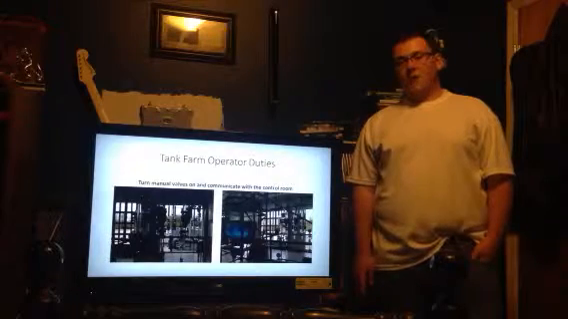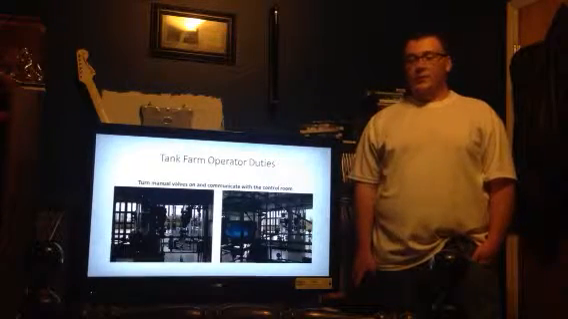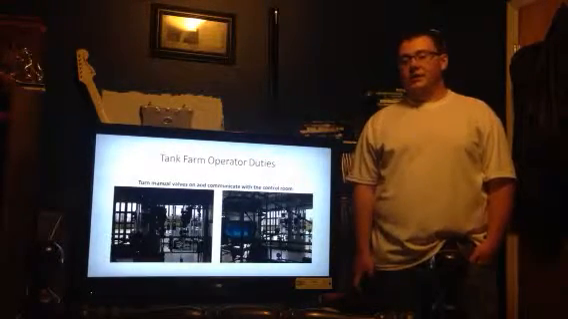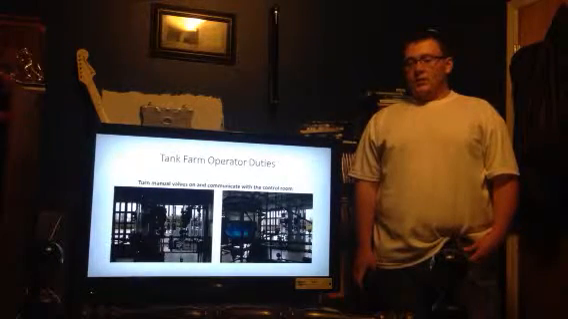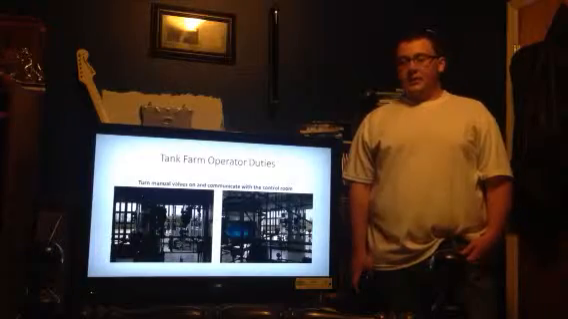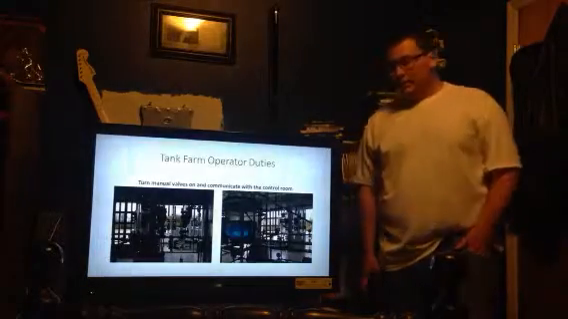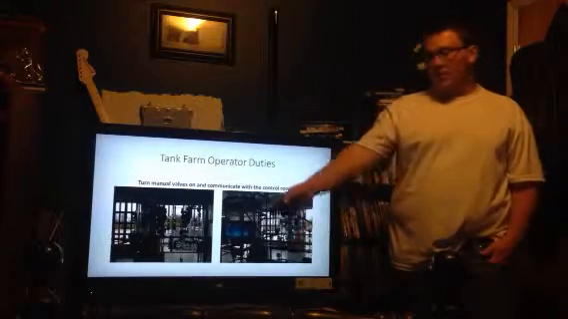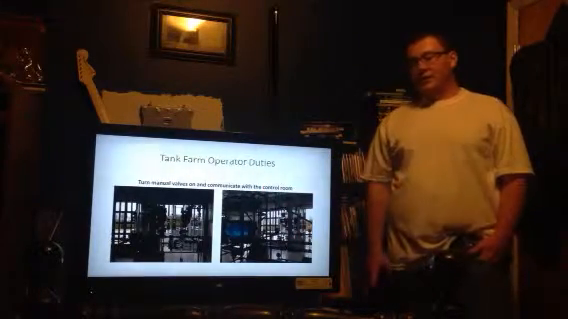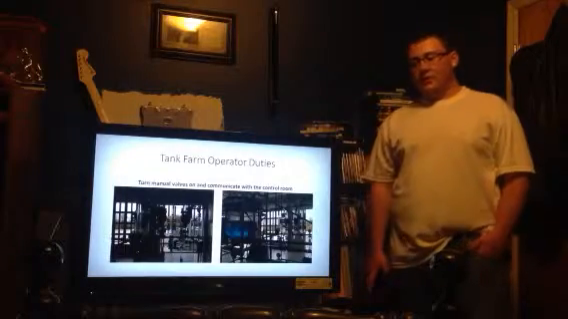The tank farm operator duties are to turn the manual valves on and communicate with the control room. These two pictures are of the feed tank, which is right here, and then there is a close-up of the manual valves that you have to turn on to get feed into the columns.